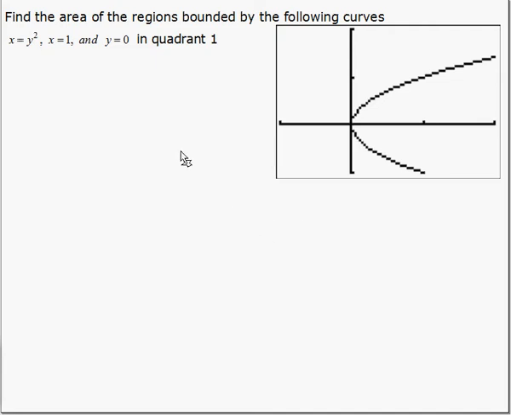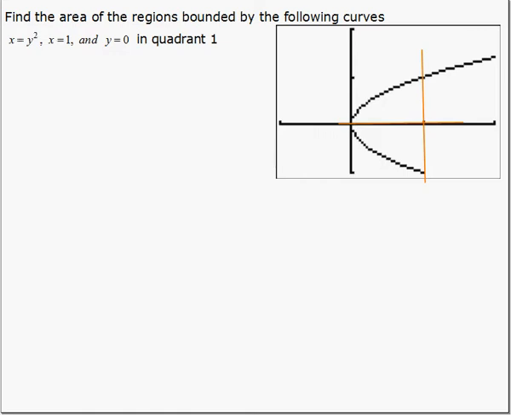In the following example, we're asked to find the area of the region bounded by the following curves: x equals y squared, x equals 1, and y equals 0 in quadrant 1. Here we have the graph of x equals y squared. If we then place in the line x equals 1, that's this line, and we're looking in quadrant 1, so we can also just highlight the x-axis here to show that it's this region up here we're looking for.